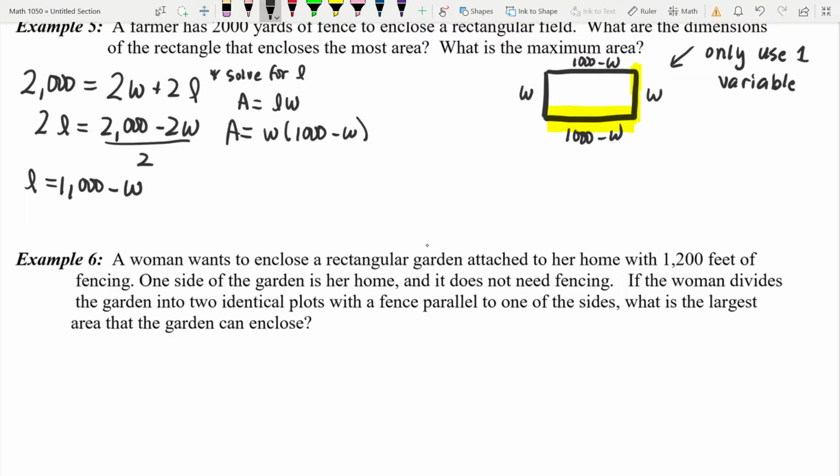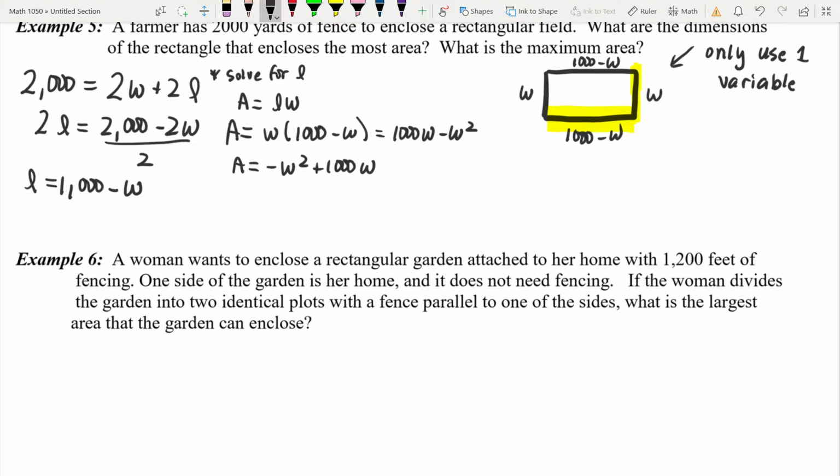Now I want you to distribute that. So that's 1,000 W minus W to the second. And then I want to rewrite it so that it's in the right order, which is negative W to the second plus 1,000 W. Okay, now I want everyone to just freeze.